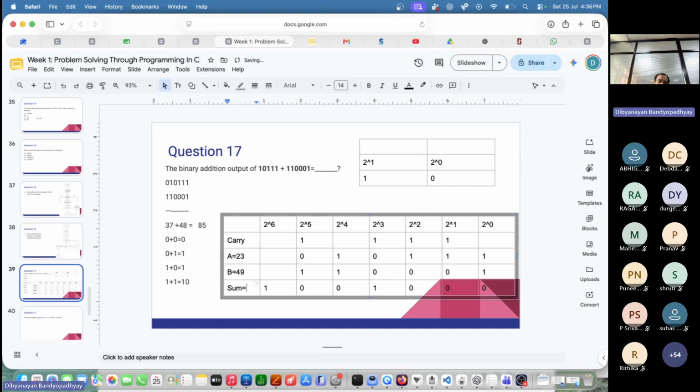Okay, so now take this sum. 2 to the power 3 is 8. And this is 2 to the power 6, 64, plus 8. So it is 72, right? 8 plus 64, it is 72. If you sum them, is it 72? Yes, it is 72. So it is correct.